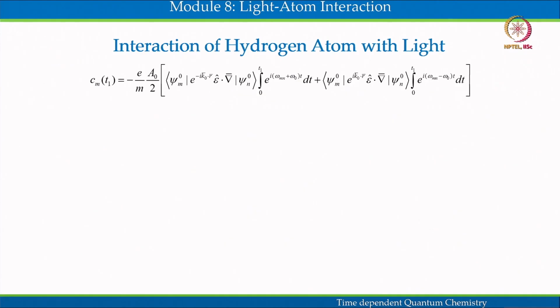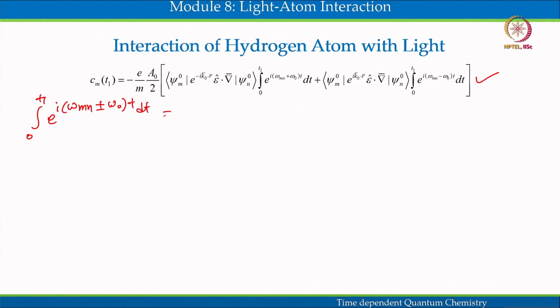We will further reduce the equation. This is what we have got already in the previous slide. We will further reduce this equation, but we will now focus on the time integration part first. Here I have plus, here I have minus. So instead of writing twice, I can express the integration together as 0 to t1 e to the power i omega mn plus minus omega naught t dt. That's the integration I have.